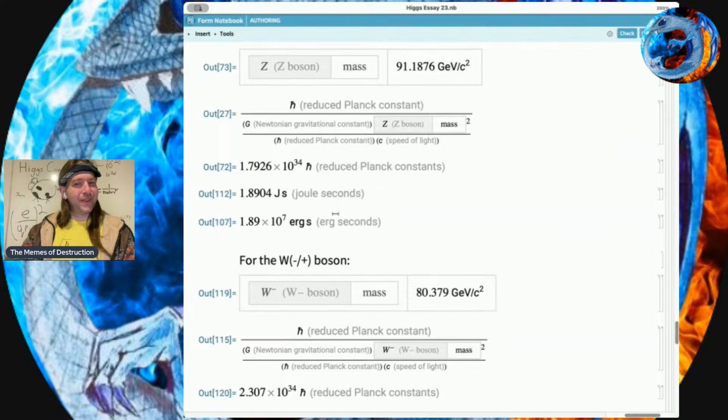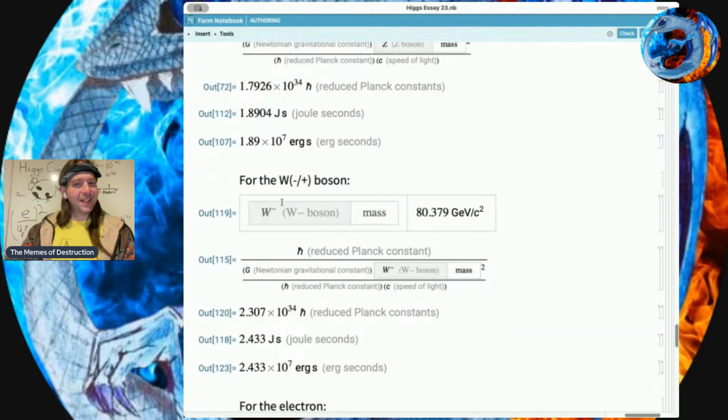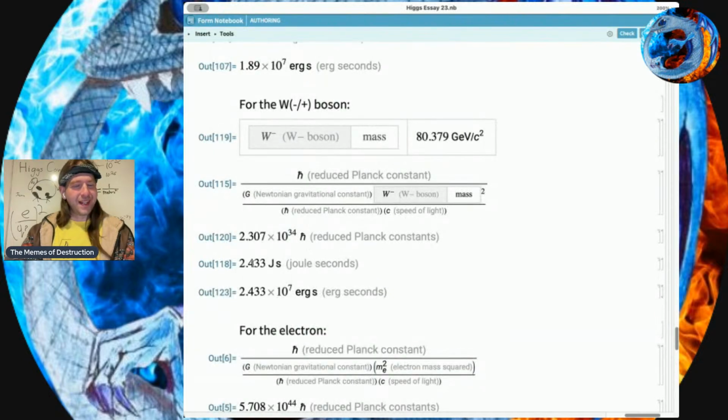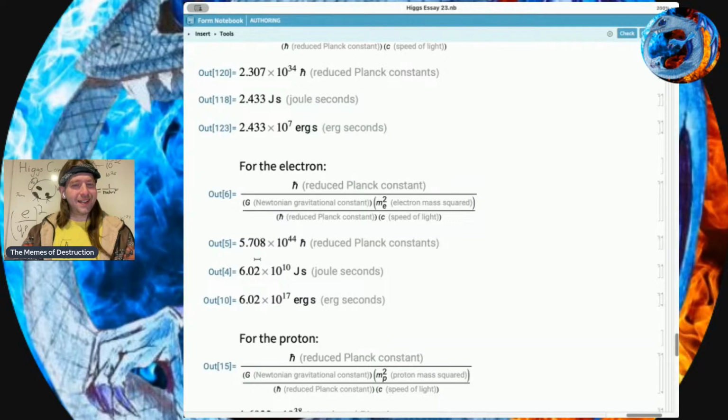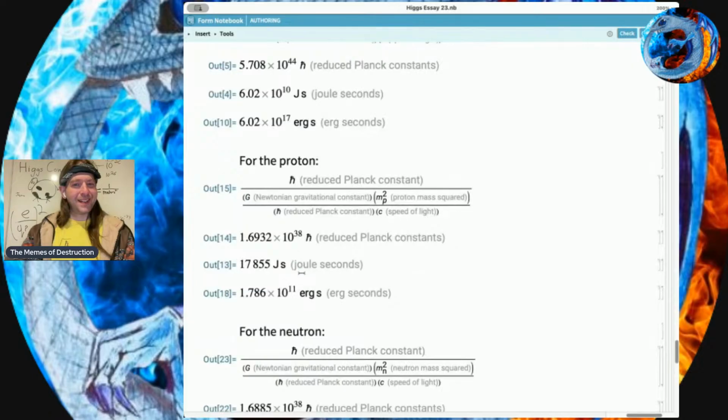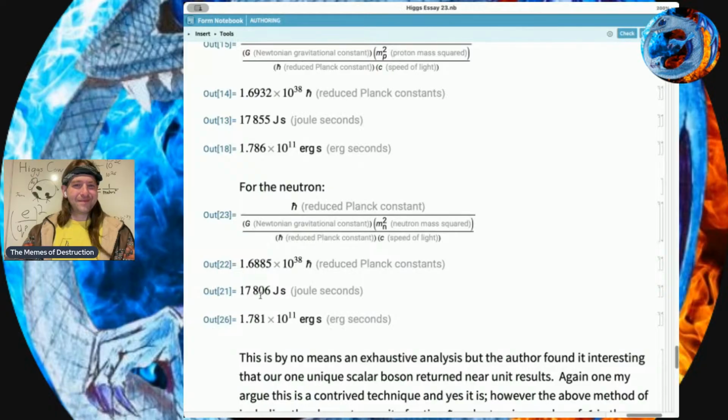1.89 for the Z boson, W plus or minus mass. 2.433 joule seconds for the electron. 6.02 times 10 joule seconds for the proton. All right. A lot of joule seconds, about 18,000. And then again, a little less than the proton when we used neutron mass.